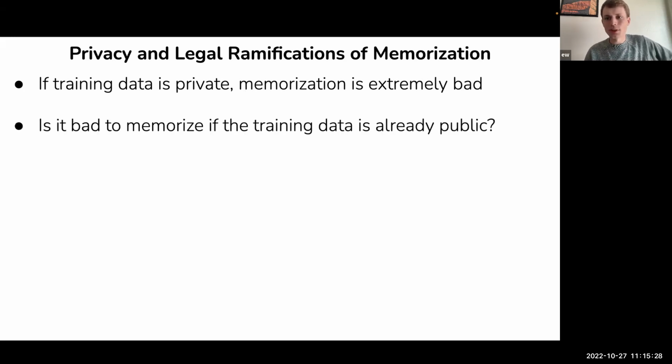But I think what's also interesting is that a lot of these language models are actually trained on large scale, open source, completely public data sets that you might be able to scrape from the internet.